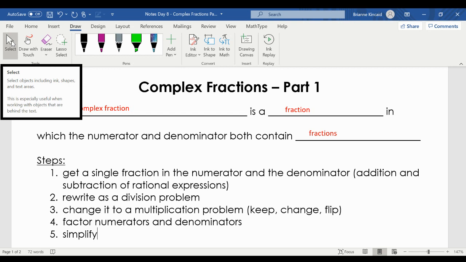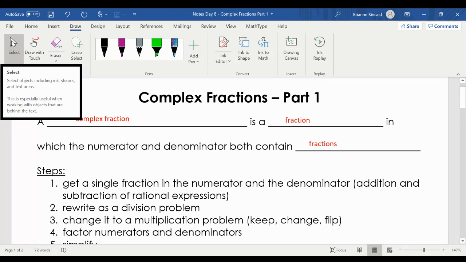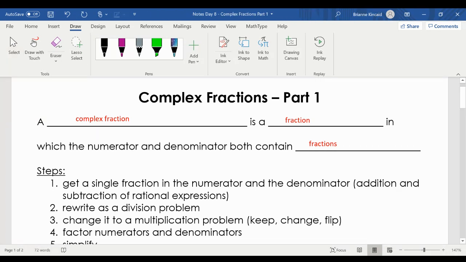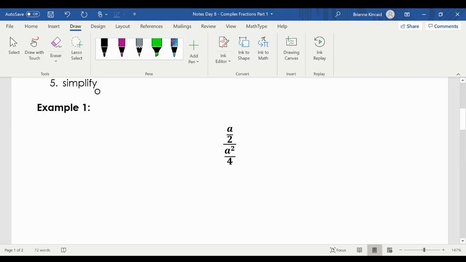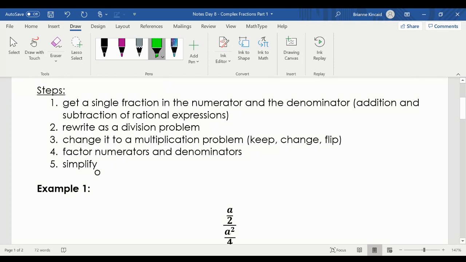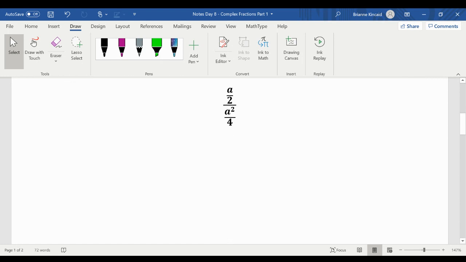So these are actually pretty simple. They look a little bit scary, but they're not too bad. And the one thing you're going to notice in this video, at least, is step number 1 is already done for you. It's going to be already in a single fraction. So when I look at this first example, a over 2 divided by a squared over 4, I have a single fraction in the numerator. I have a single fraction in the denominator.